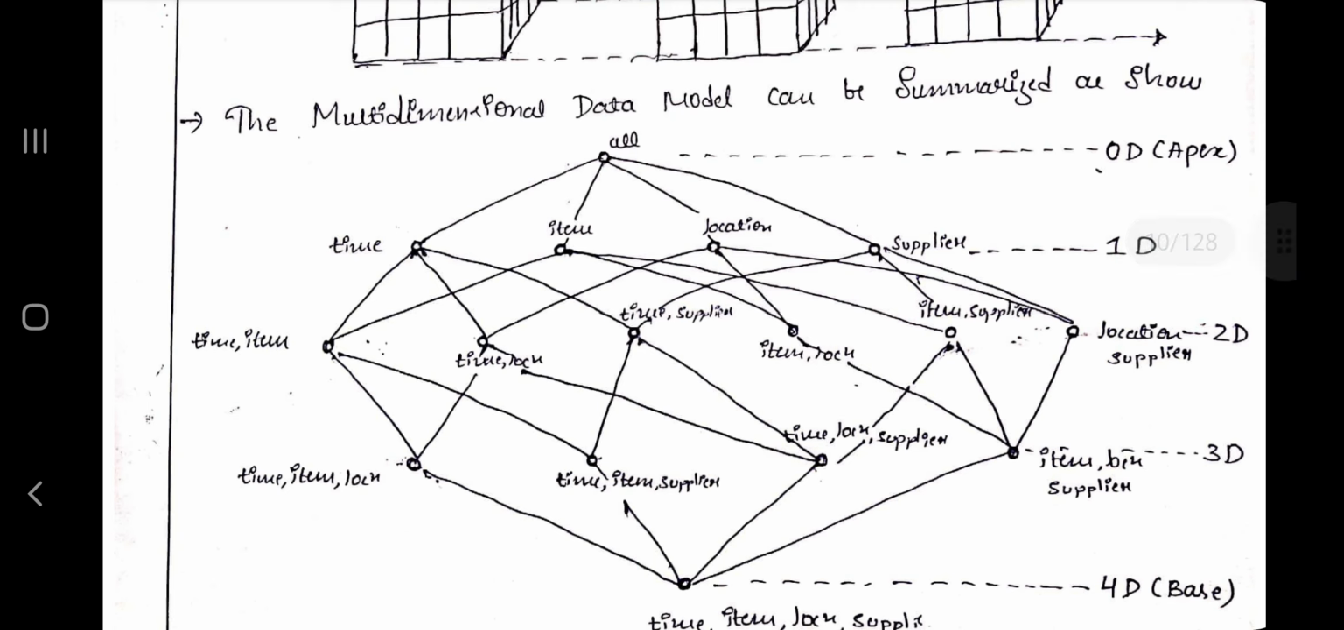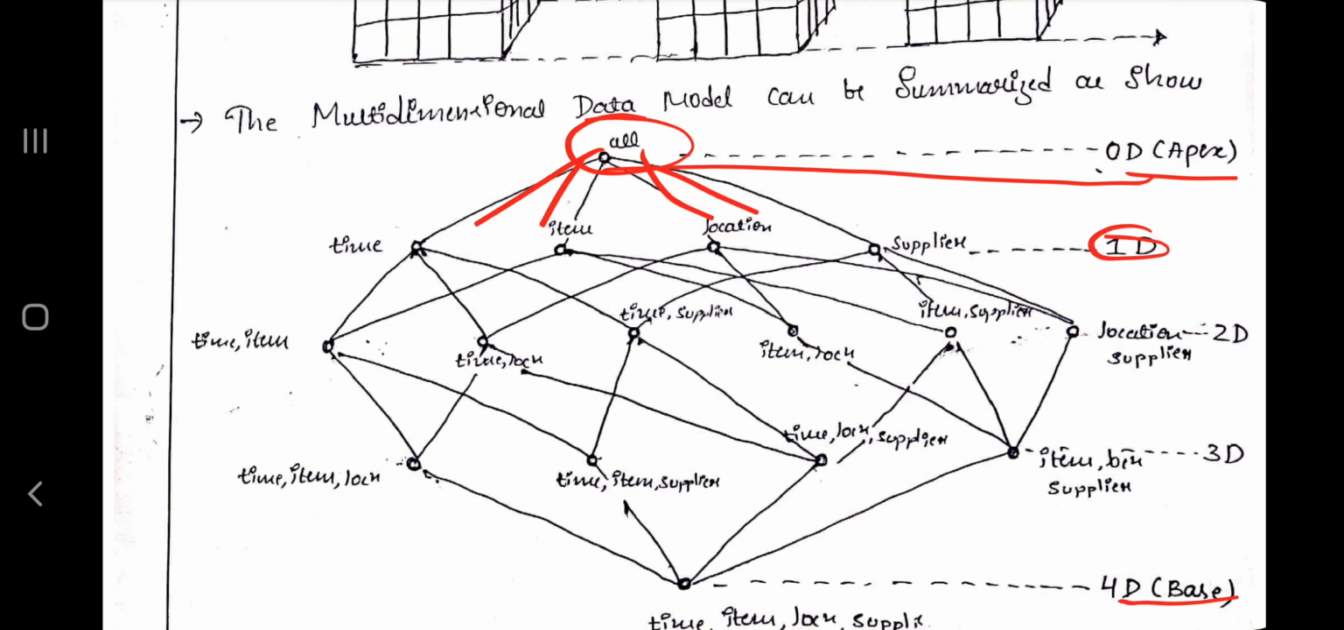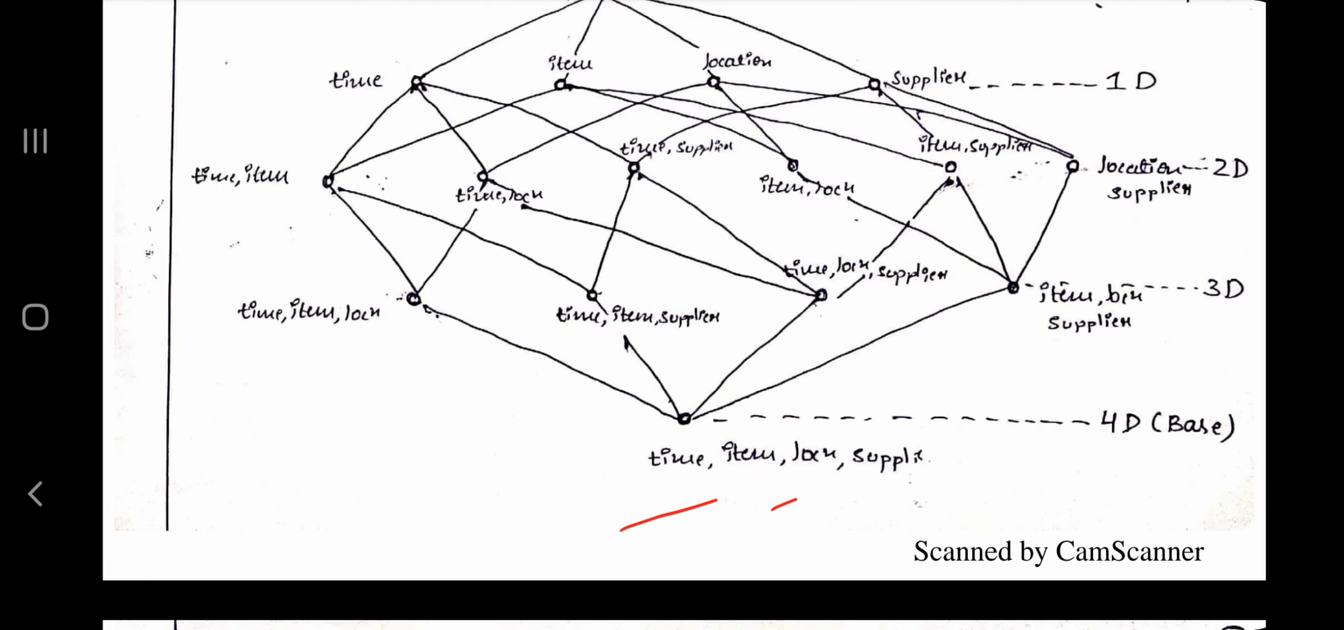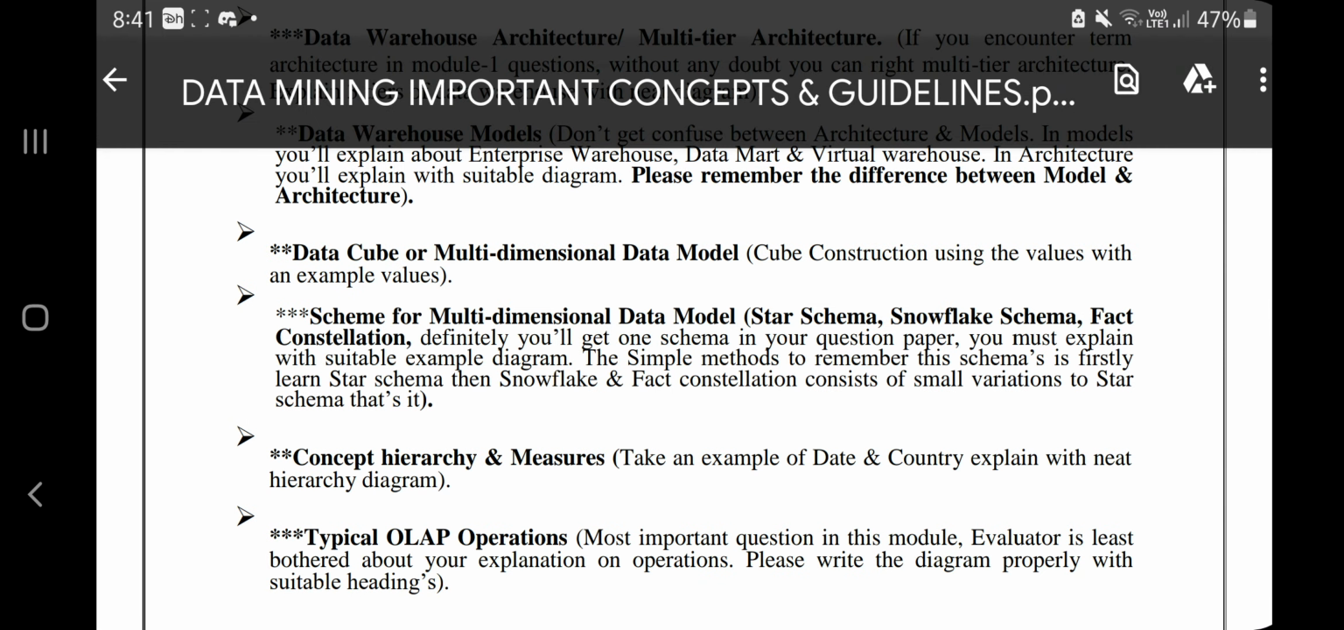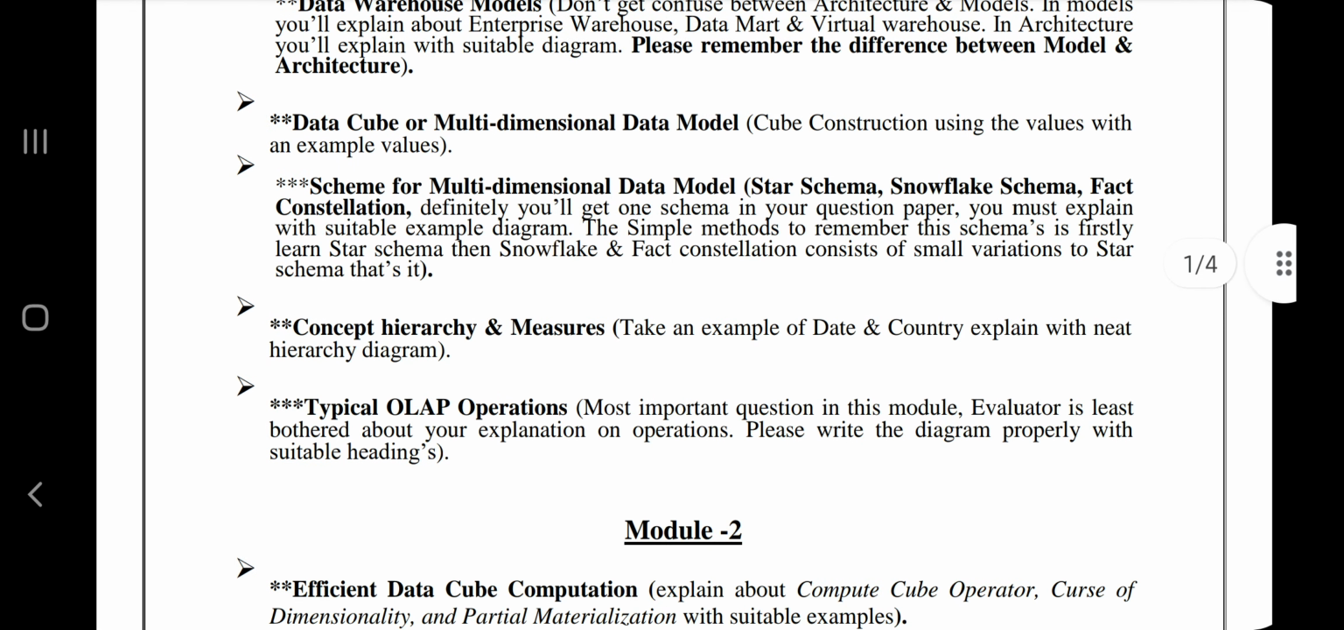So here is also another summarization: 0D is called the apex and 4D is called the base. 0 dimension means all will be there, the general thing, and it will be divided into 4 things. 1D, if 2 things are considered at the same time, it is 2D. If 3 things, 3D. If all the things are considered, it is 4D. Okay, 4 things means item, time, location, and supplier. So this was something about the data cube and multidimensional data model.